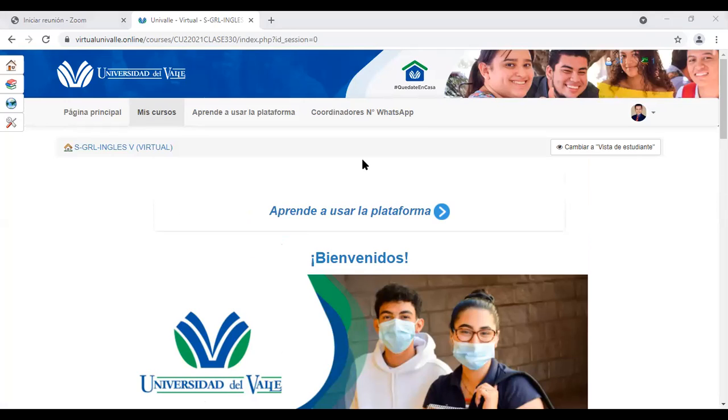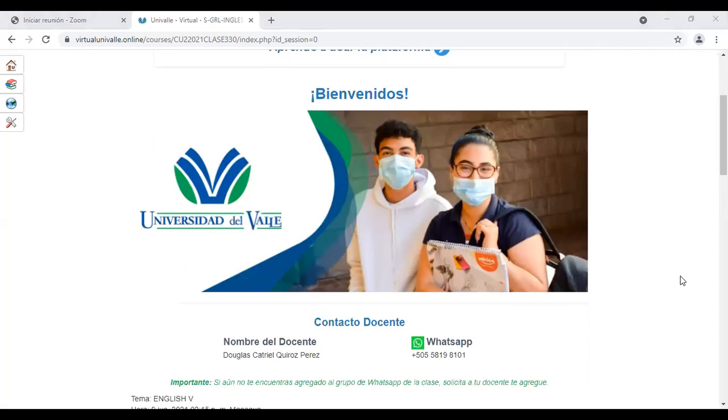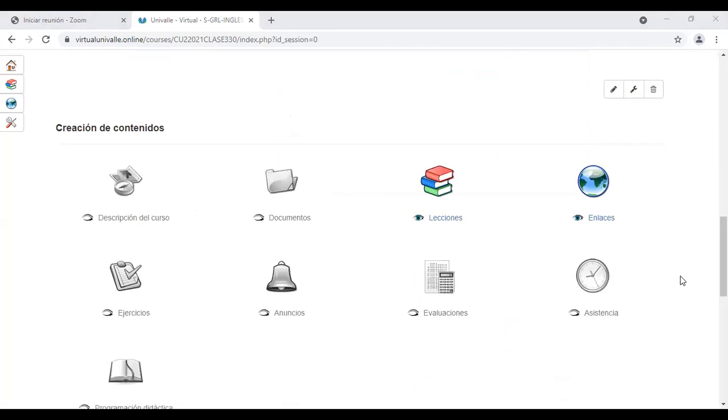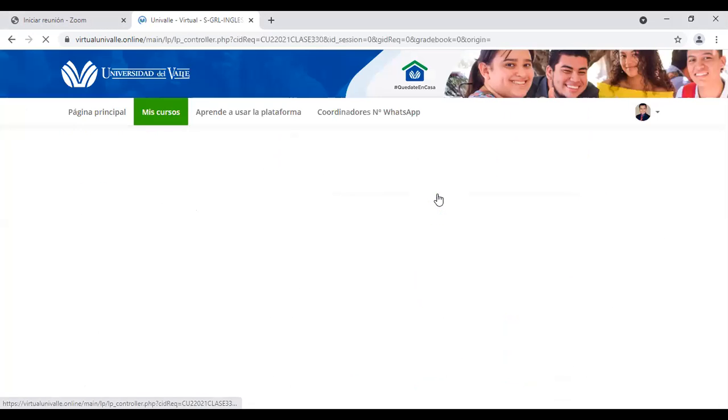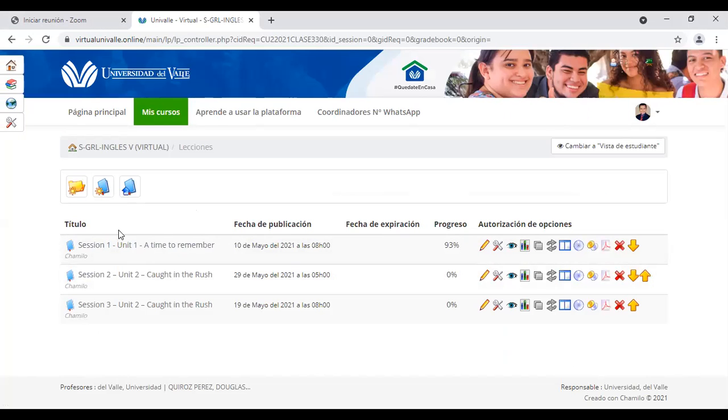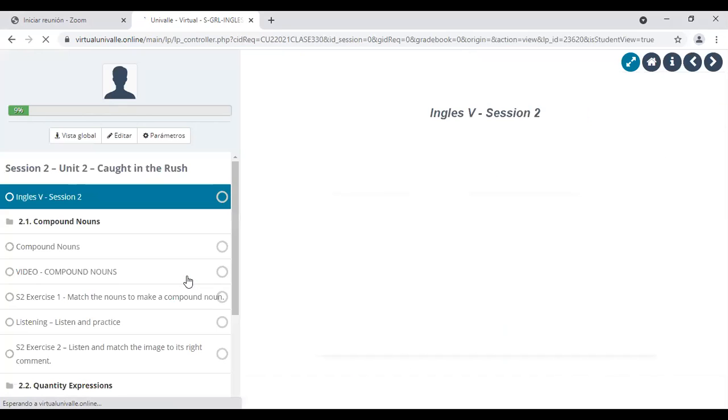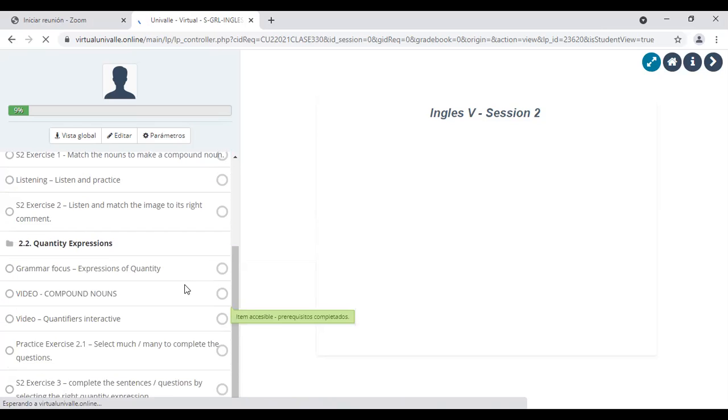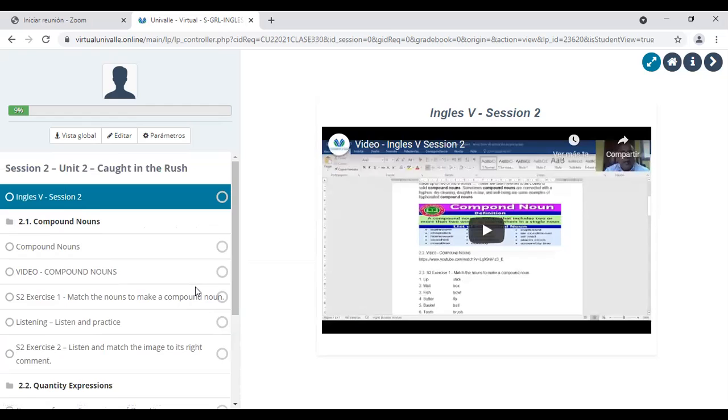Let's remember that it's really important to join our Zoom meetings, because Zoom meetings are in order to clarify doubts and questions that we might have related to the session, okay? So today we're going to be working on Unit 2, Session 2, Caught in the Rush. We're going to be working on compound nouns and quantity expressions, and we're going to be doing some practice exercises for you to be a little bit more clear and practical related to the content.